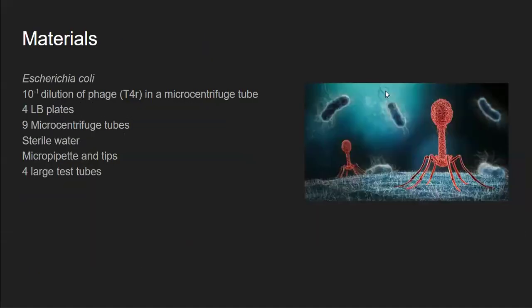The materials: E. coli, 10 to the power of negative 1 dilution of phage T4R in a microcentrifuge tube, 4 LB plates, 9 microcentrifuge tubes, sterile water, micropipette and tips, 4 large test tubes.